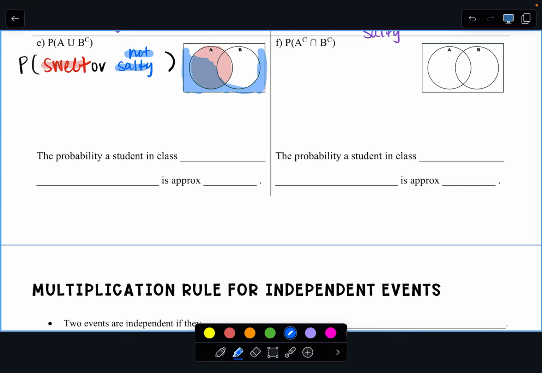And so it's basically the same exact setup as what we did for part D. The only change is it's just flipped the part that we're interested in. So I am going to count everything except for the 7 that are salty only. So that is going to be my 11, my 1, and my 6 all over 25, which is 0.72.